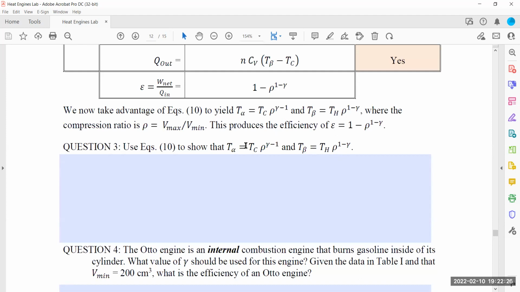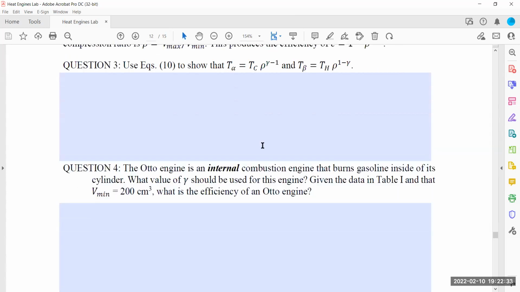which is this one. The second one, T alpha and TC, it's identical, except for the other adiabatic compression, that's all. Okay. The Otto engine is an internal combustion engine that burns gasoline inside of its cylinder. What value of gamma should be used for this engine? Obviously, it has to be 1.2, 1.4, okay?